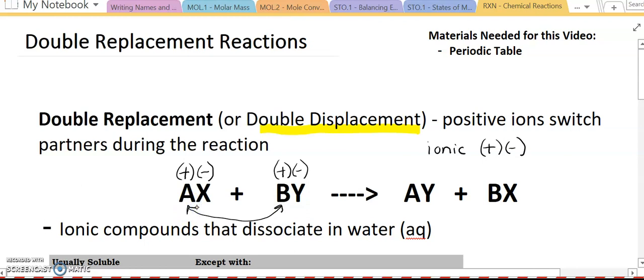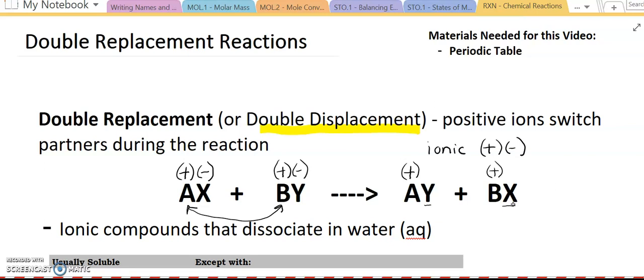One of the most important things when A and B switch partners is that A and B are in front and they have to stay in front. So if you look at the products that are created, A is in front and B is in front. The difference is that A is now paired with Y and B is now paired with X. So positive is always first, positive is always paired with negative, and if you're not sure, look at your periodic table to identify whether it's a positive or it's a negative ion.